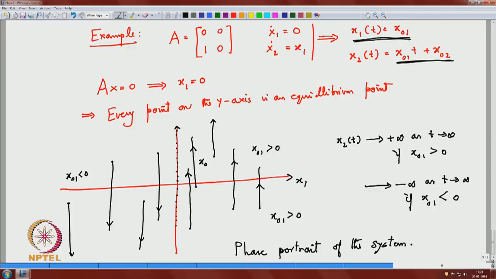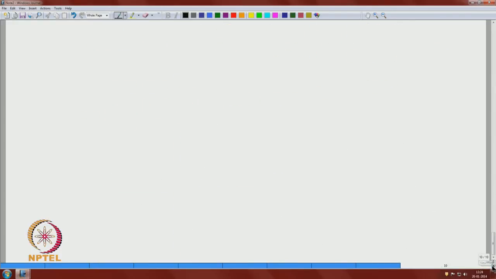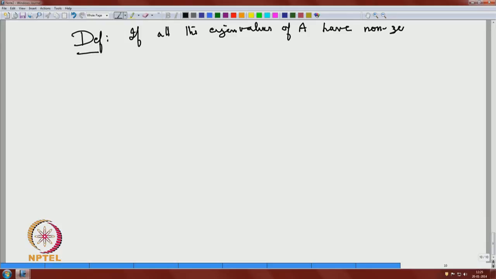So with this, we will have finished more or less everything, with one definition. I will end this class. Definition: if all the eigenvalues of A have non-zero real part, because this terminology will be used in nonlinear systems. Having zero real part leads to a center, that's why we say non-zero real part. Then the flow is said to be hyperbolic.